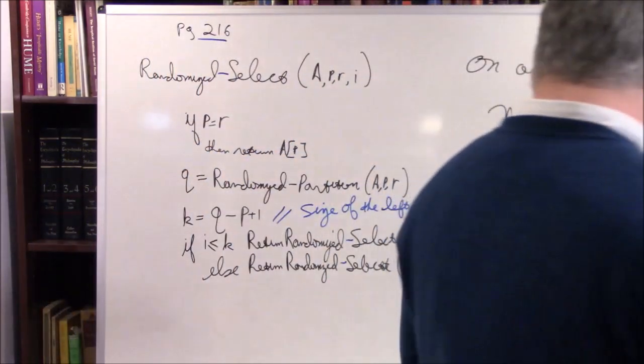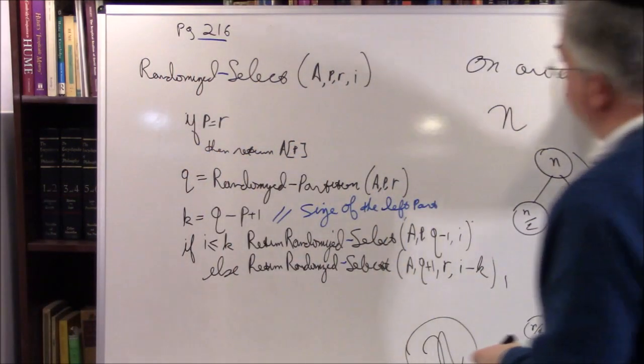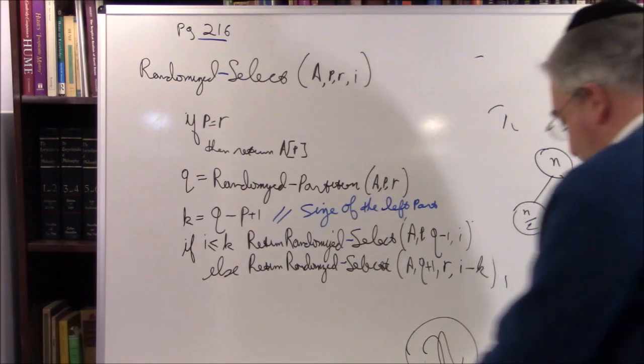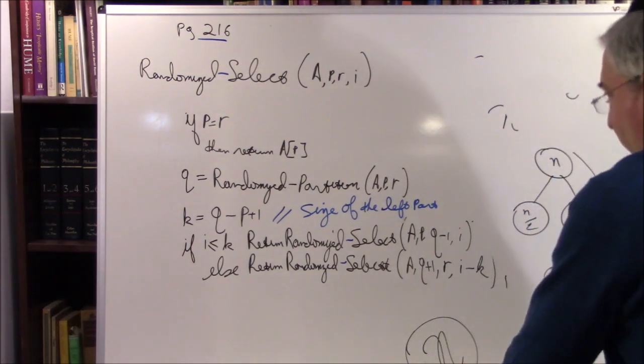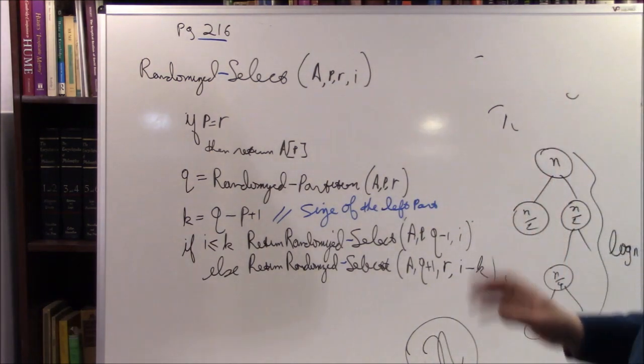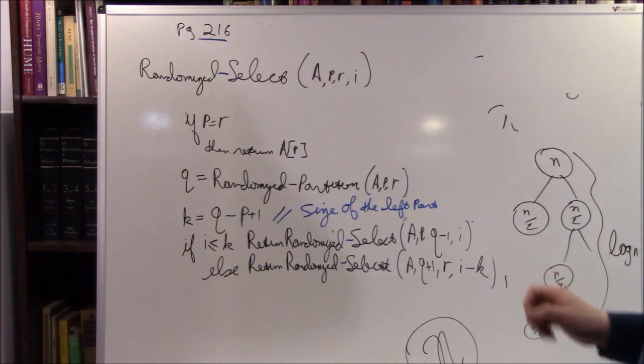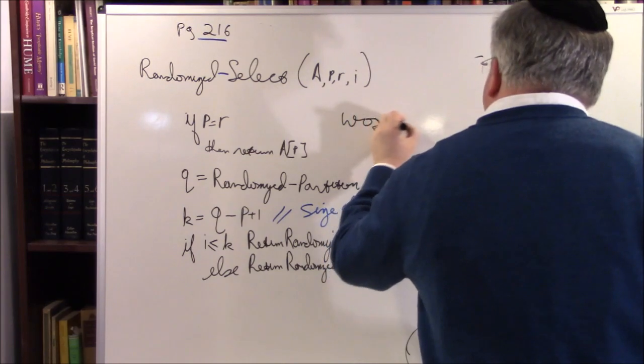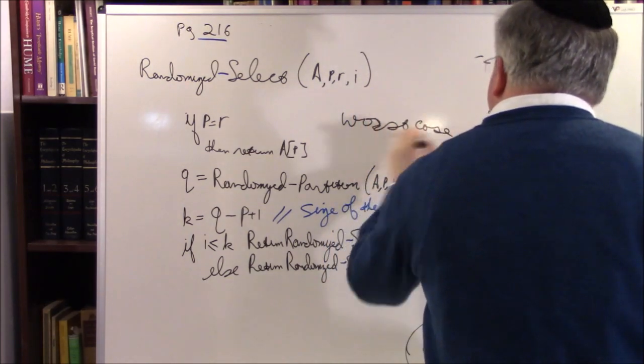Okay. But then the book does something very, very interesting. And this is section 9.3. Section 9.3 fixes this algorithm so that it works, worst case, in n.